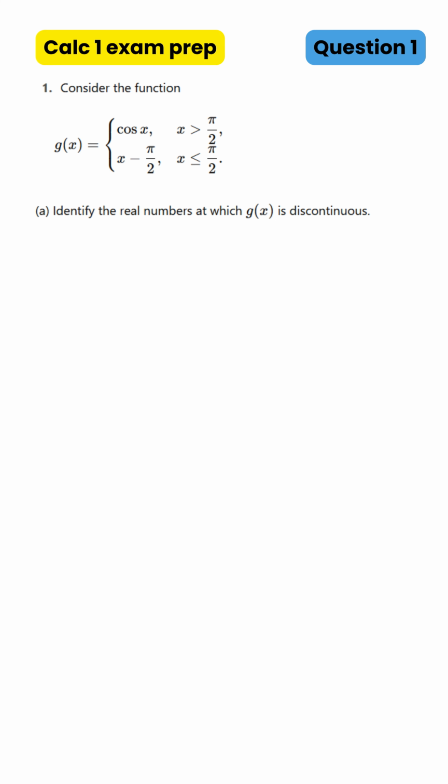The cosine part is a smooth wave and is continuous. The other part is a straight line and is also continuous. So the only place a problem could happen is where the two pieces meet, at x equals pi over 2.